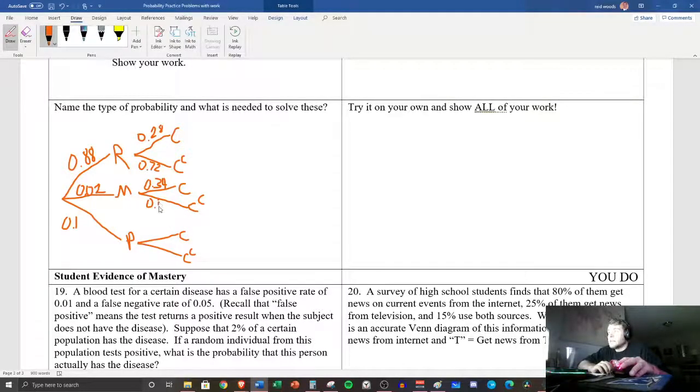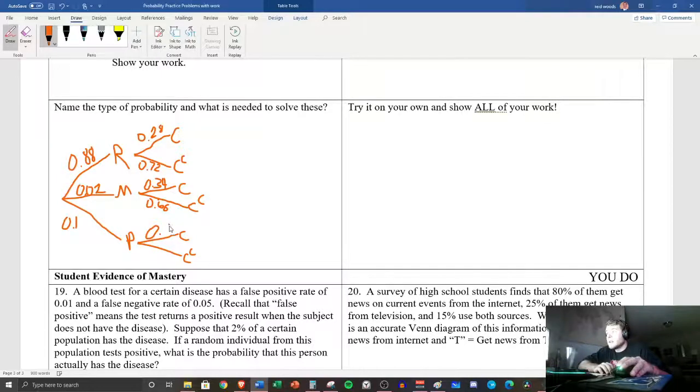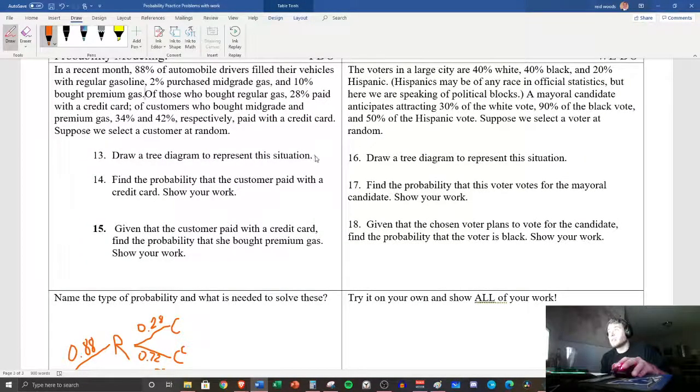And then the last one is 42%, so 0.42. And that means that the bottom is going to be 0.58. Okay, so we've got our tree diagram done.